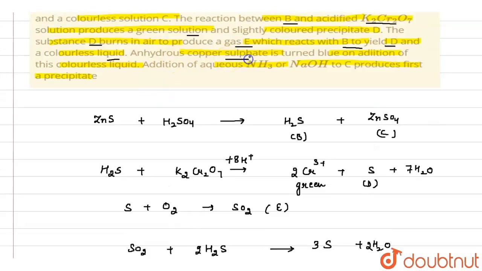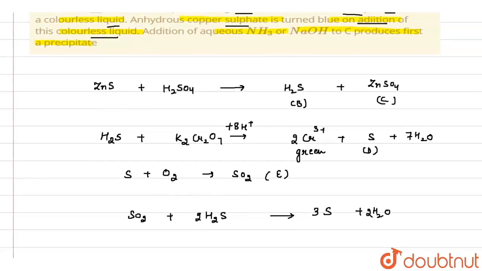Then anhydrous copper sulfate is turned blue on addition of this colorless liquid. Why does anhydrous copper sulfate turn blue on addition of this colorless liquid? Because copper sulfate, when anhydrous, is white in color, and when water is added to anhydrous copper sulfate, it changes into a blue solution, because now it becomes hydrated.